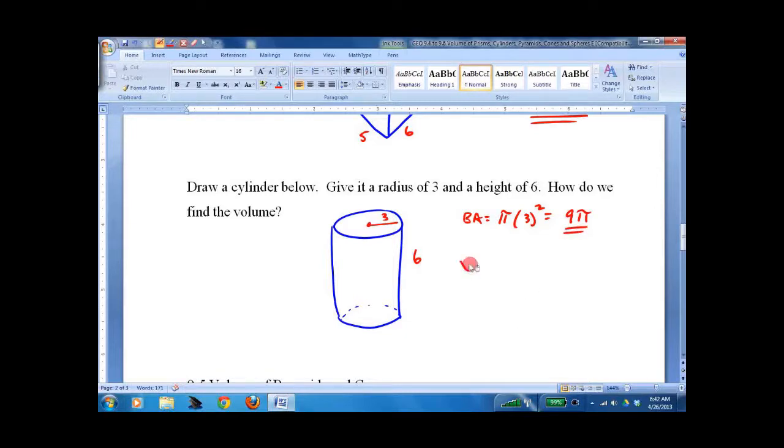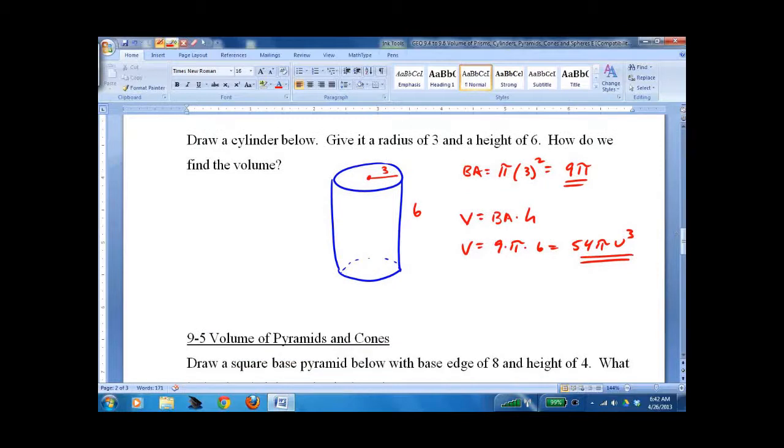And then the volume is just that base area times the height, which is just 54 pi. And again, units to the third. Inches cubed, meters cubed, centimeters cubed, whatever you've got. So that's it. That's volume of a cylinder and volume of a prism.